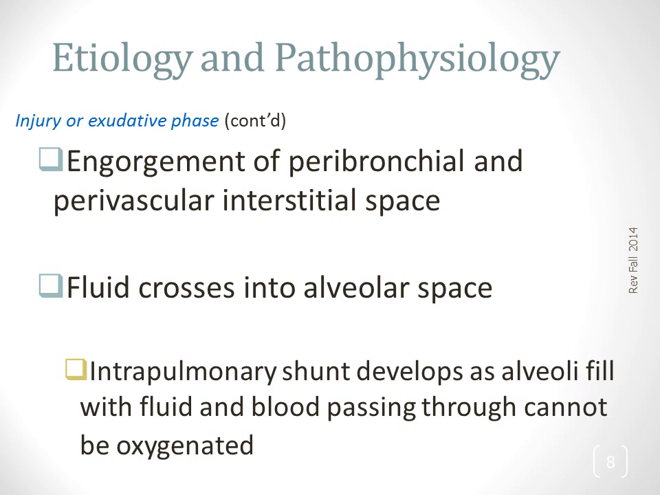Even if the blood makes its way around, it wants to do gas exchange. It wants to release carbon dioxide and gain oxygen. But unfortunately, it can't do that. There is no oxygen in those alveoli. It's only fluid in there. So we say there is an intrapulmonary shunt.